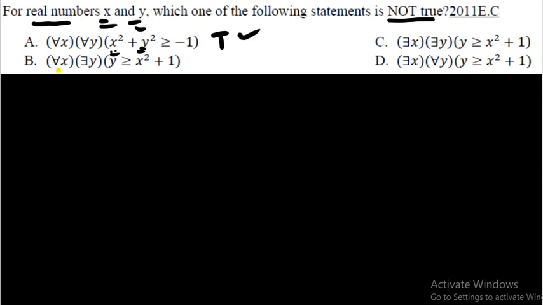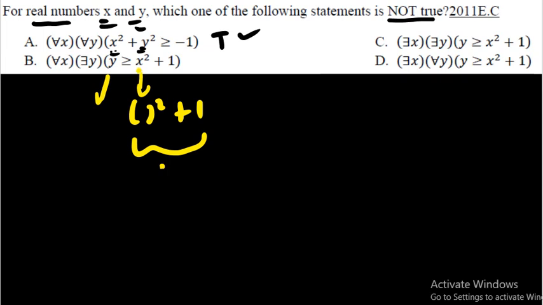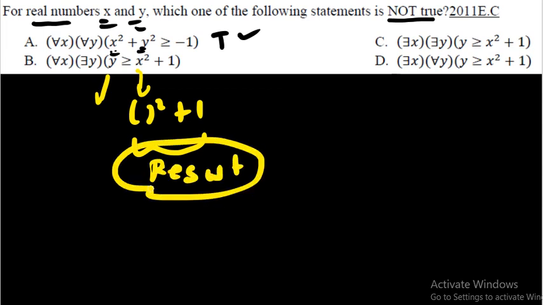Choice B: for all x, there is y. In place of x, you can take any real number, square it, then add 1. Then for this result, can you find another number y which is greater than or equal to it? Yes, because y is also a real number. That is true.